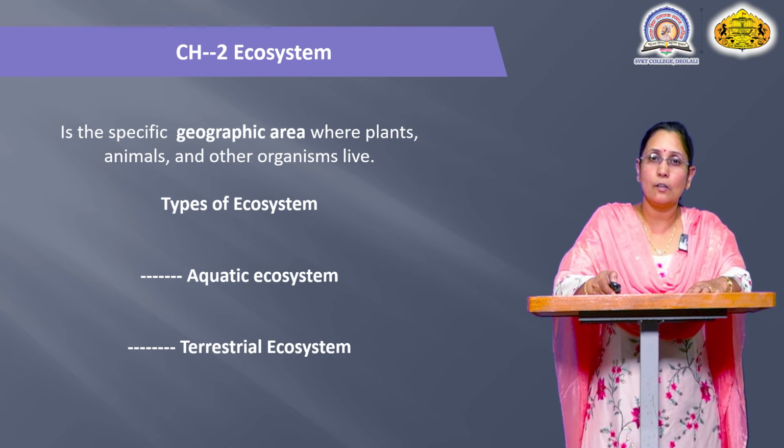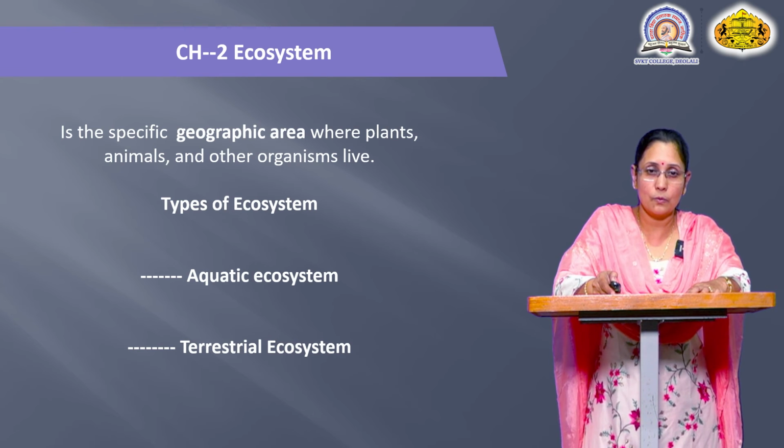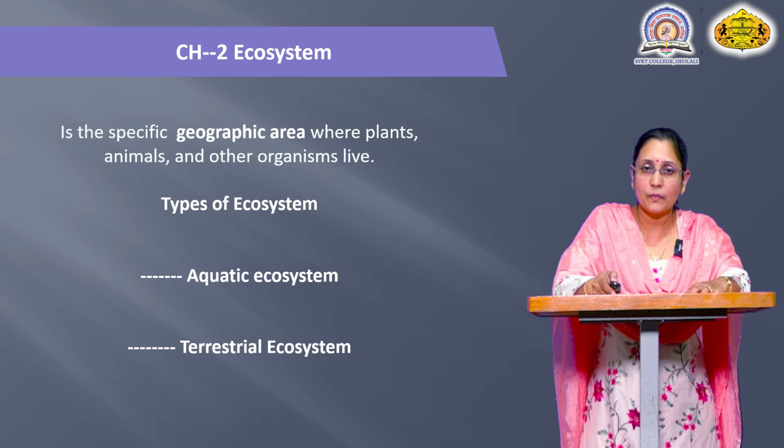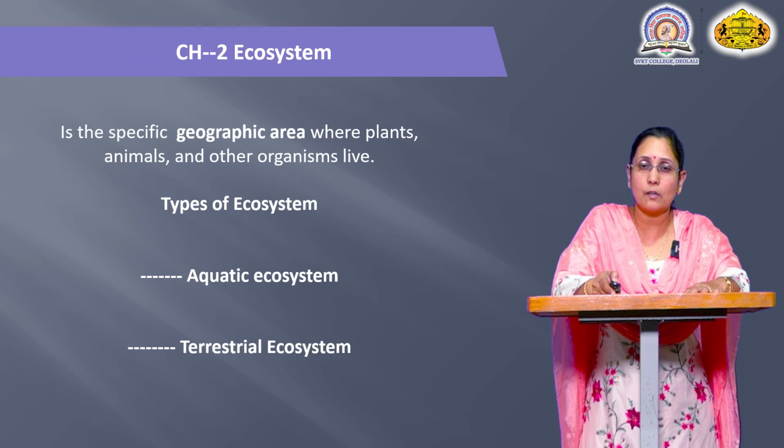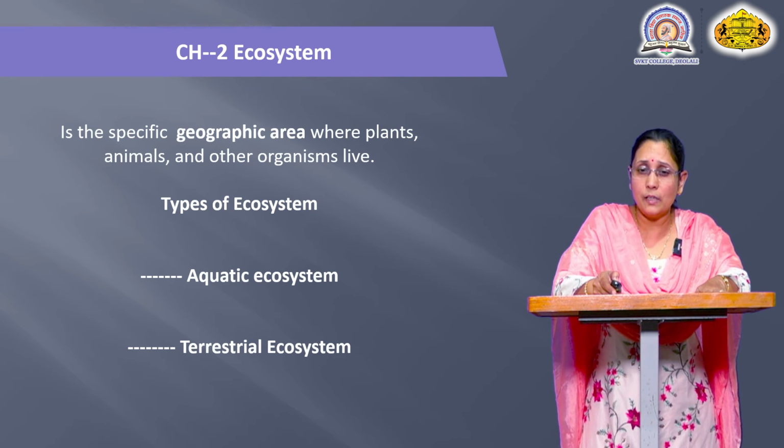Now I am going to discuss some part of chapter 2 here briefly. So chapter 2 is ecosystem. The definition of ecosystem I have already discussed in the previous slide. So what is this ecosystem? It is a specific geographic area. As I said earlier, you just have to remember, or consider, the particular geographic area where all organisms are living. So it's the specific geographical area where plants, animals and microorganisms are living together.